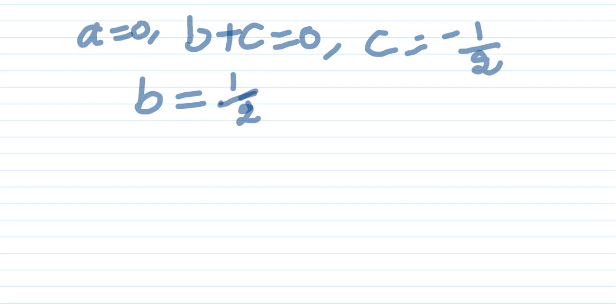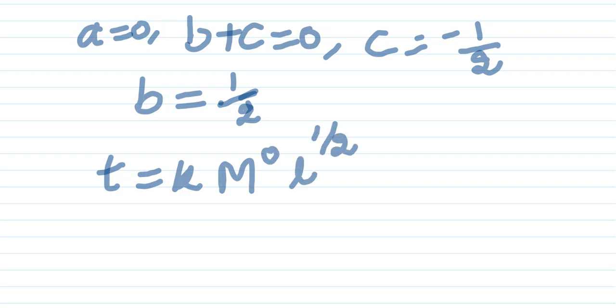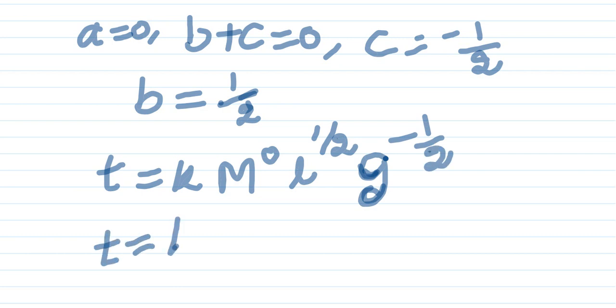So the equation is T is equal to K into M power 0, L power 1 by 2, g power minus 1 by 2. So the relation is T is equal to K into root L by g.